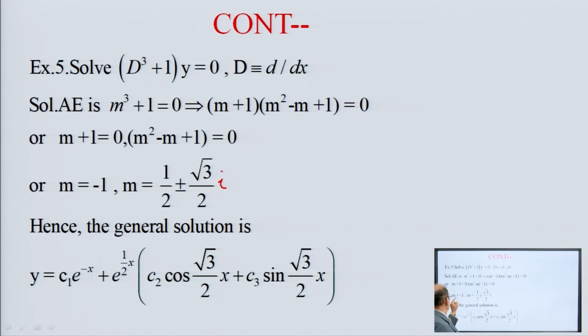Hence, m1 is minus 1, m2, m3 is 1 by 2 plus minus root 3 by 2 i. Hence, the general solution is C1 e raised power minus x plus e raised power half x, because it is real, into C2 cos root 3 by 2 x plus C3 sin root 3 by 2 x. It means the differential equation contains real roots as well as complex roots, one real and two complex roots. The solution is this.